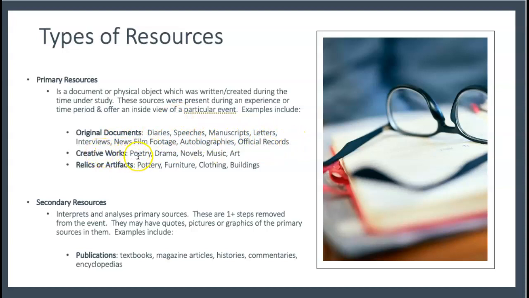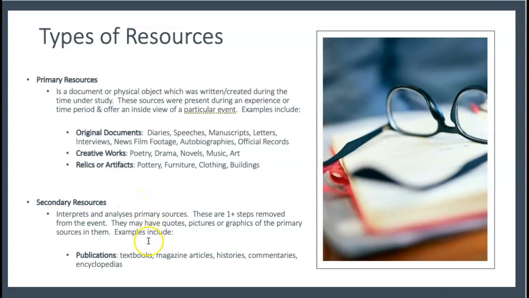In terms of creative works, you might be looking at, say, poetry, drama, novels, music, or art. In terms of relics or artifacts, if you were doing a longer project, you might look at even things like pottery, furniture, clothing, and buildings. I've had one or two students in the past who've even done ones that involve found artifacts in the form of archaeology. But I think within our shortened period of time, as I say, it's more realistic that you're going to be using things like secondary resources.